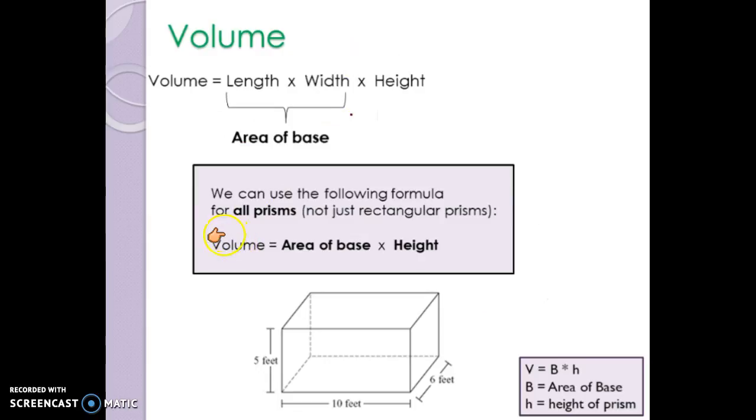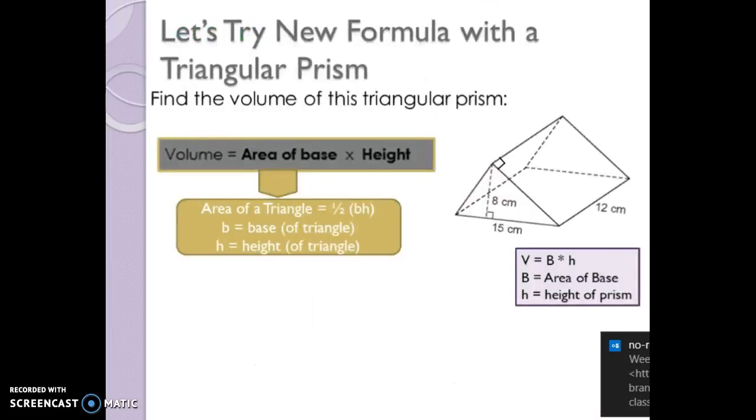So now we have this formula, volume equals the area of base times height, where area of base, we'll see it as a capital B, and height will be H, and the height means the height of the prism. So this will work for not just rectangular prisms, but all prisms. So let's give it a try.